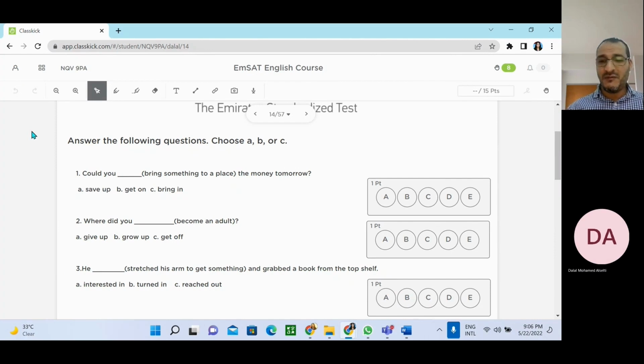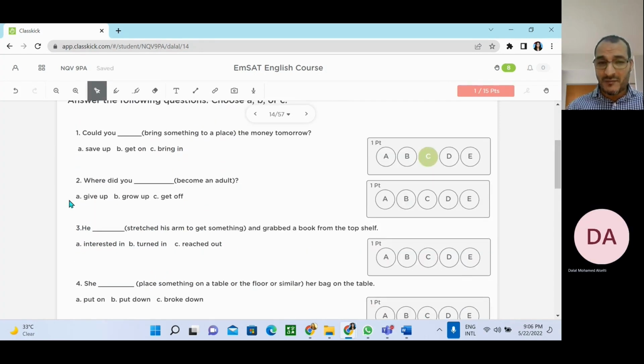Go ahead, first one. Could you the money tomorrow? The meaning is bring something to a place. So bring what? Bring in. Yeah, bring in means bring money tomorrow. Could you bring in money tomorrow? Yes, that's it. We have also save up. Why don't we say save up? Could you save up the money tomorrow? Here they are explaining that this is about bringing something to a place, so it means bring in. In the real exam, there's no explanation, by the way.